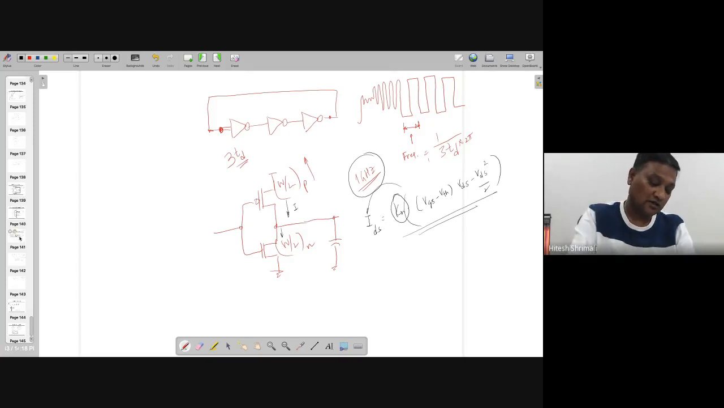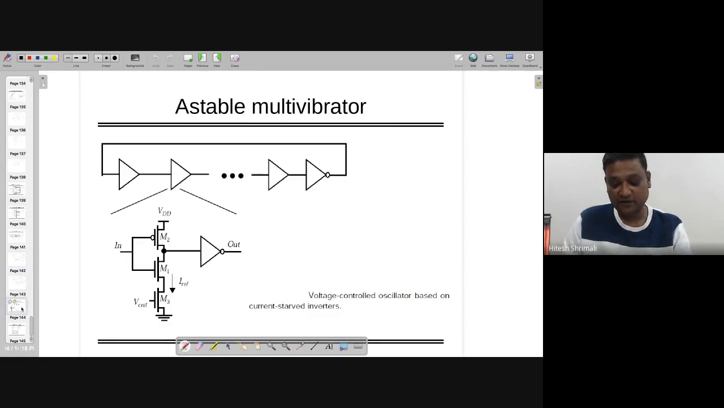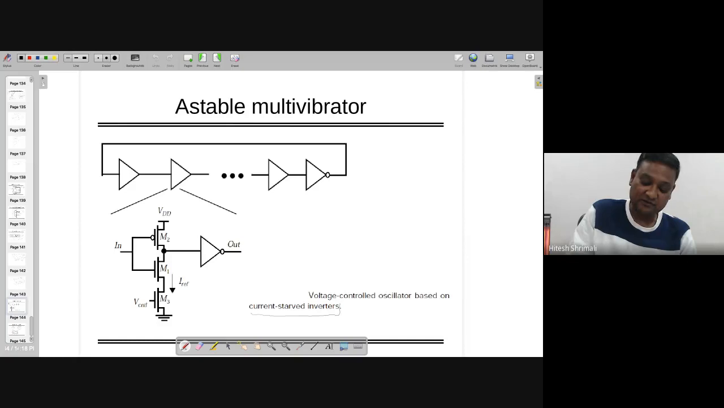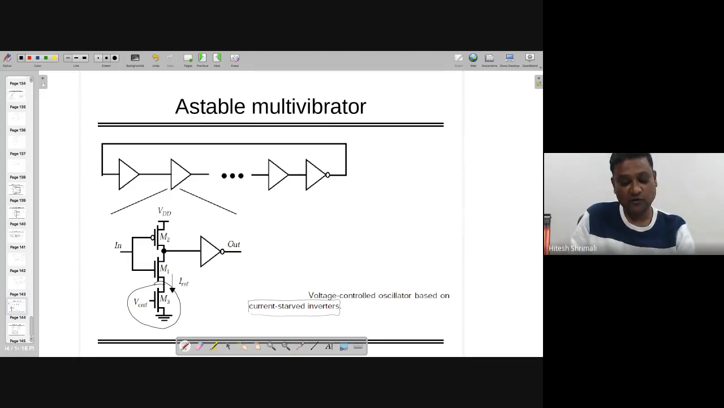Other than that, there is a technique called current starving VCO, where you have current starved inverters, in which you keep one V control over here, which tells how much current is required as a reference. Because of that, for a given control voltage, only that much current is going to flow from here, not higher than that, right?